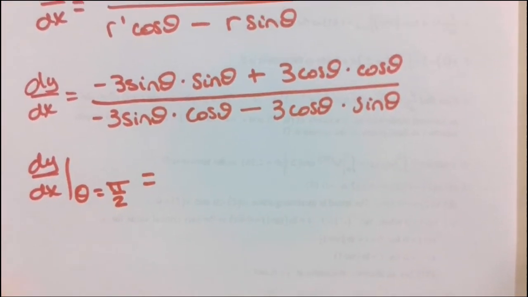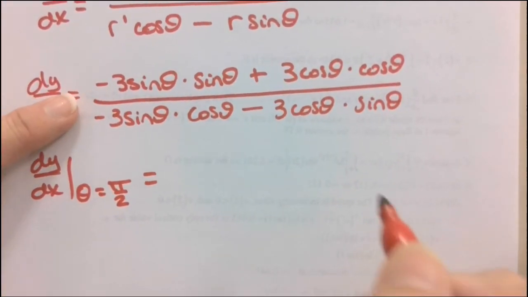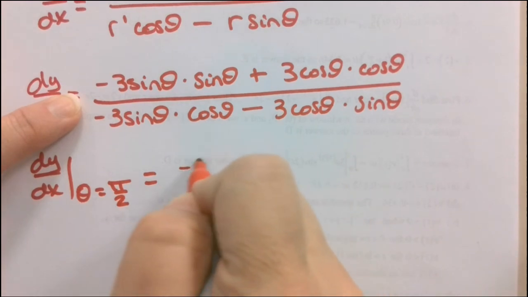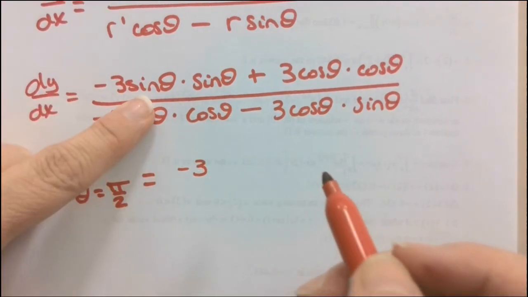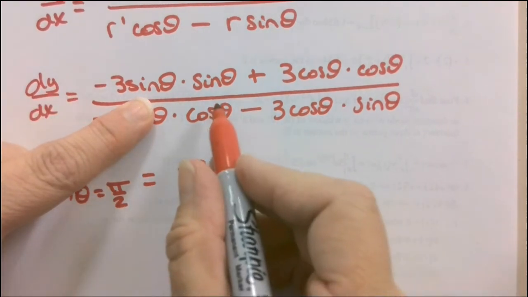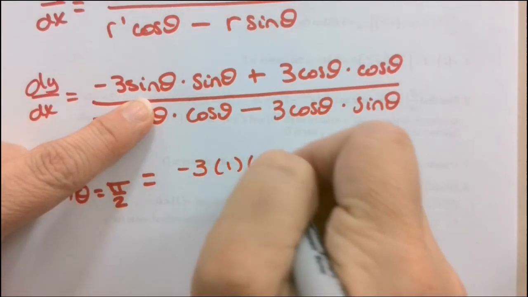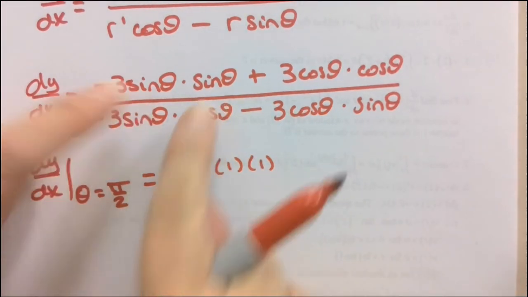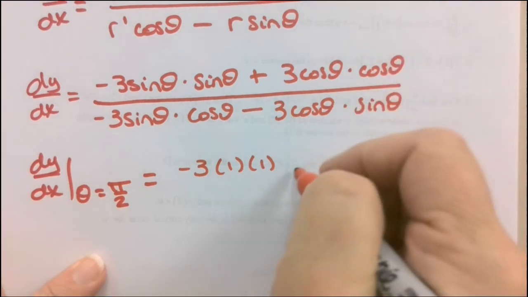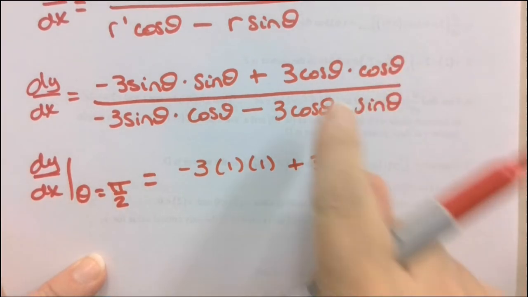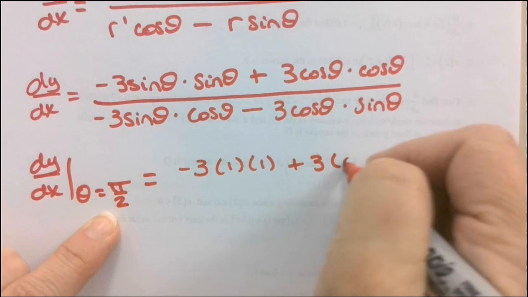We are asked to evaluate this derivative at theta equal to pi over 2, which is great. That's an axis angle, so this should be very easy. Negative 3 sine of pi over 2: sine of pi over 2 is 1, so I'm going to plug in 1 for both of those sine thetas. Plus 3 times cosine of pi over 2, which is 0.